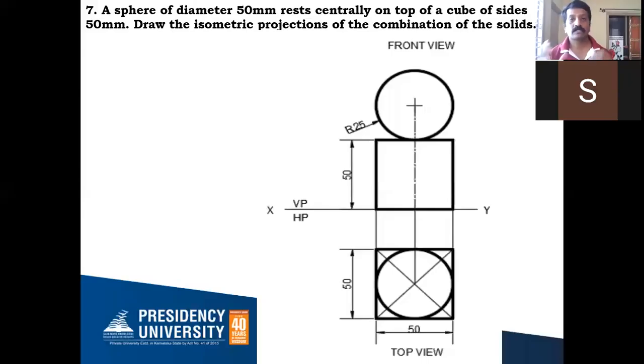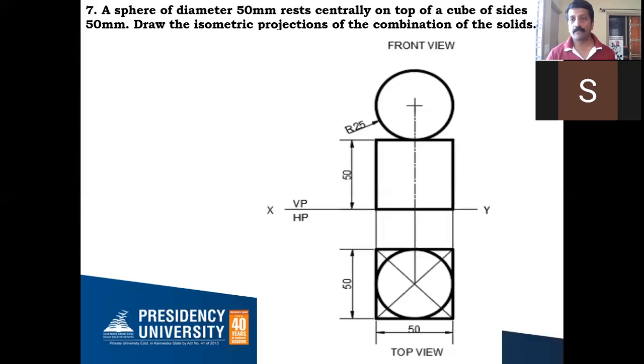So the first example which I have taken: a sphere of diameter 50 millimeter rests centrally on the top of a cube of size 50 millimeter. So we have to draw the isometric projection of this combination. So what exactly is given?